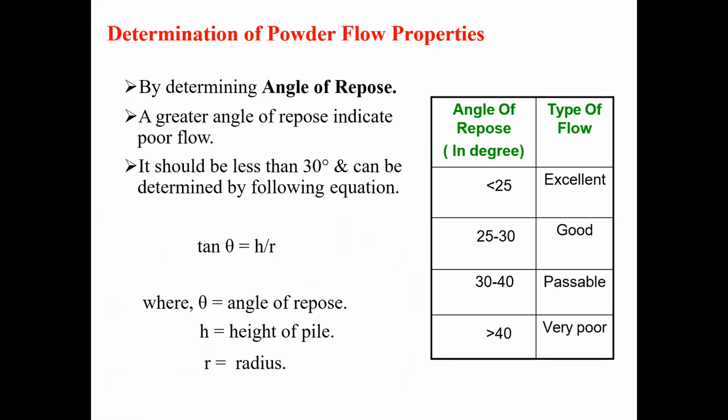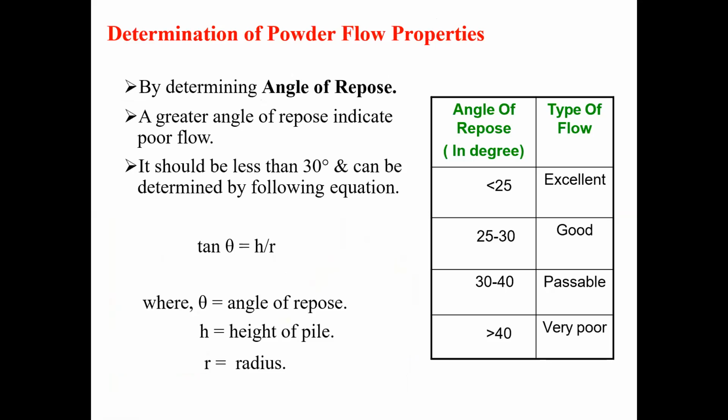Determination of powder flow properties by determining the angle of repose, which is measured in degrees. Type of flow: if it is less than 25, it is excellent; 25 to 30, good; 30 to 40, passable; and more than 40 is very poor.